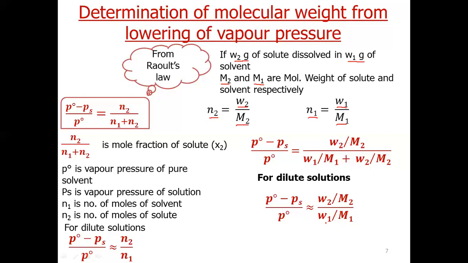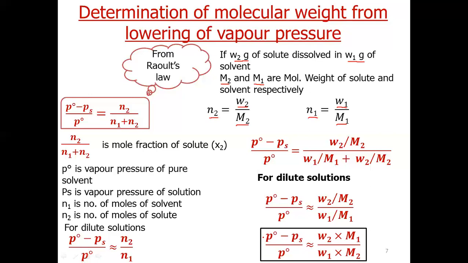So, but generally, this method is not used to determine molecular weight because other methods are easier to do, because it is not easy to measure this relative lowering of vapor pressure with accuracy. We can measure, but we cannot measure with great accuracy. So this method is generally not used, but we can use it in some rare circumstances.